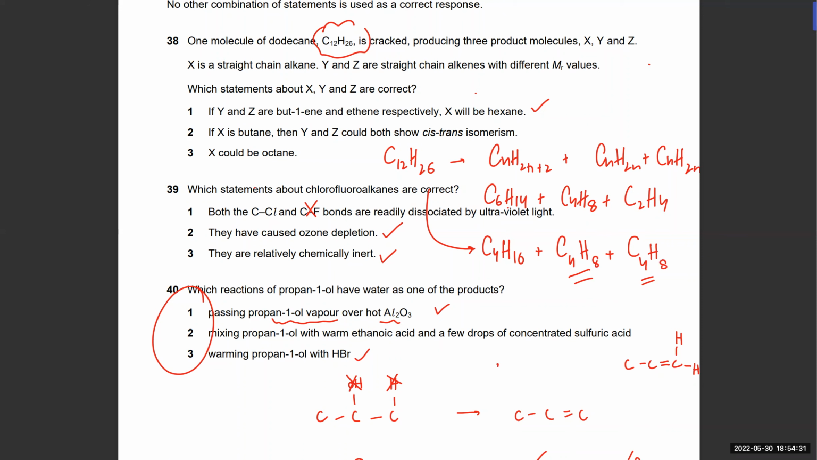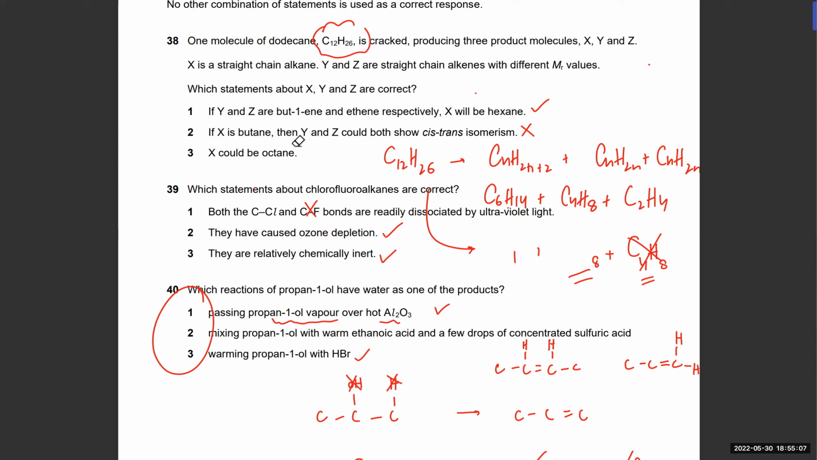So if you have 4 carbon atoms, the double bond could be in the middle and it will show cis trans. But they had stated that both alkenes should have different MR values. So you can't do this. You can't have cis trans as well as Y and Z having different MR values. Is that part clear? Second one, yes. So the last one is, X is octane. Why is that wrong now?